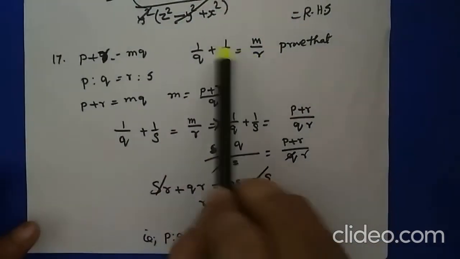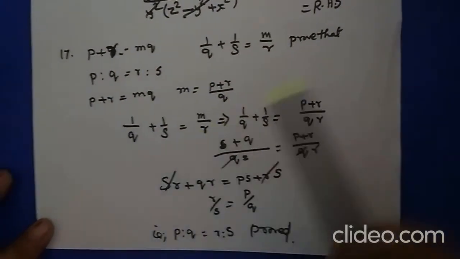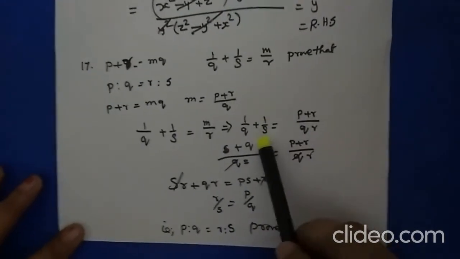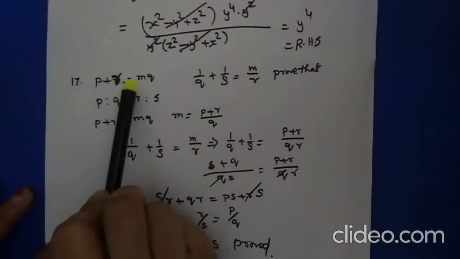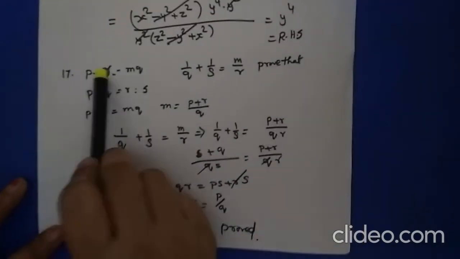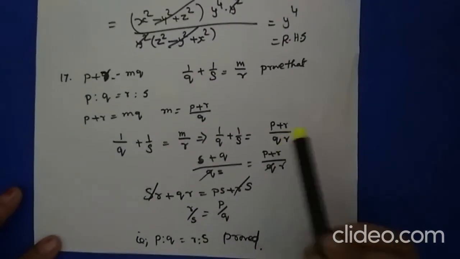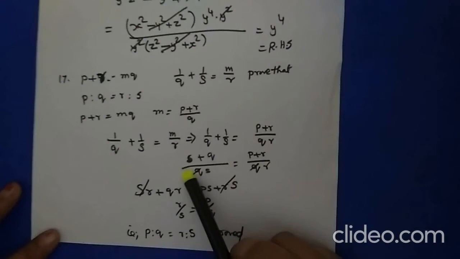Now from this one I am taking 1 by Q plus 1 by S is equal to M by R. So what you are taking: 1 by Q plus 1 by S is equal to M by R. What is given in the place of M, what you are substituting in the place of M? M is equal to P plus R by Q. I am substituting. Now taking LCM, Q is equal to P plus R by this, 2 Q will cancel.